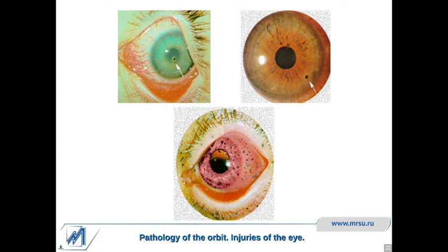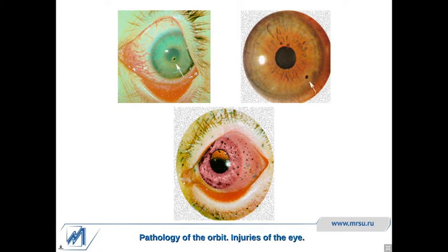Now you see three pictures. On two pictures in the upper line, there are foreign bodies of the cornea. They are black points. They are metal foreign bodies, which are in outer layers of the cornea. We need to take them off using topical anesthetic solutions, and remove them using instruments.